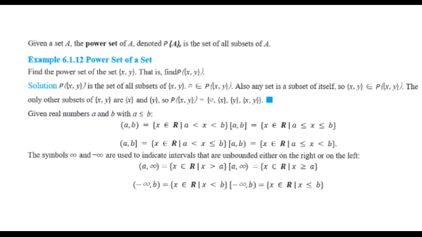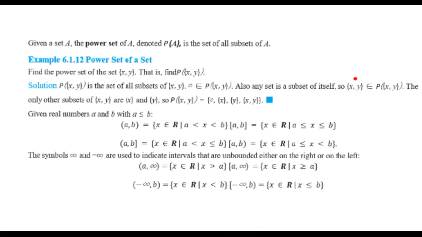Based on the theorem that we proved before, we know that the empty set is a subset of any set. So based on this theorem, we can conclude that the empty set is a member of the power set of any set, right? So {X, Y} is also a set, so the empty set belongs to P of {X, Y}. What else? We know that every set is a subset of itself.